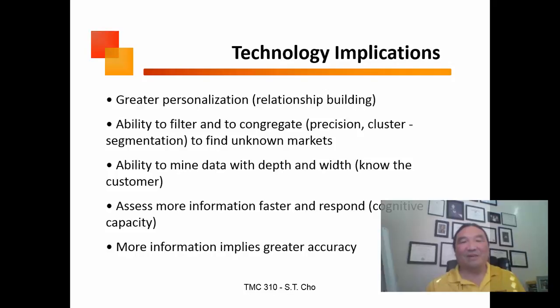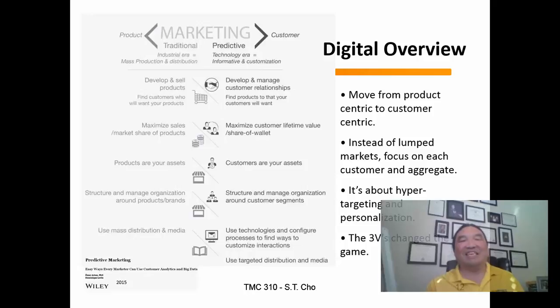The implications are I can have things like greater personalization. I can get depth on you. I can understand things about you that I couldn't have before. And not only that, but I can do all this very rapidly, which means that I can get more accuracy. If you remember this from, I forgot if it was the first lecture or the second lecture, but what it comes down to is we live in the age of hyper-targeting and personalization. Instead of traditional, where we just put it out there and see what people did, now we're proactive.